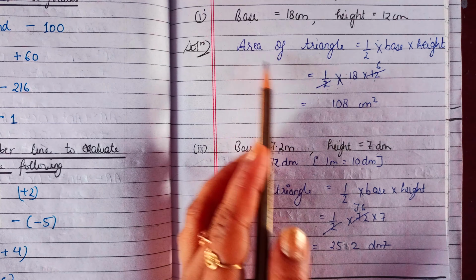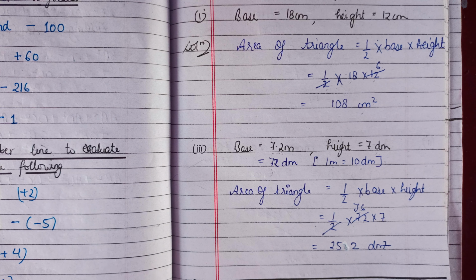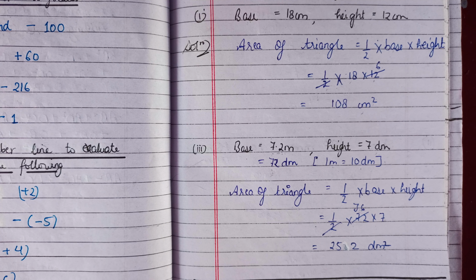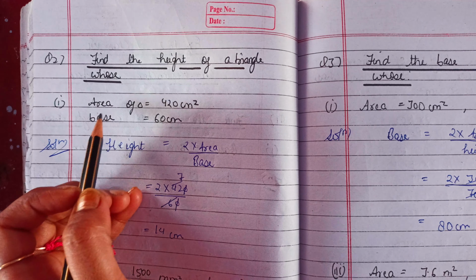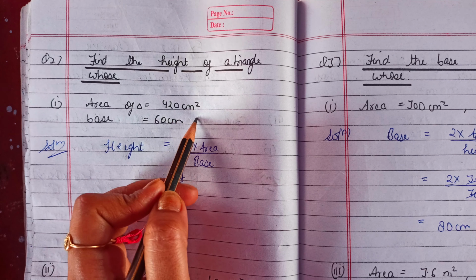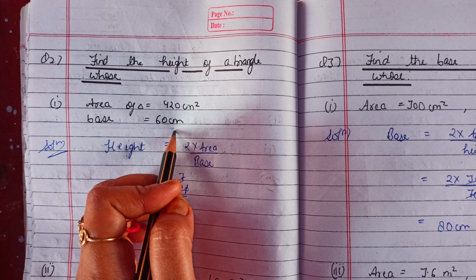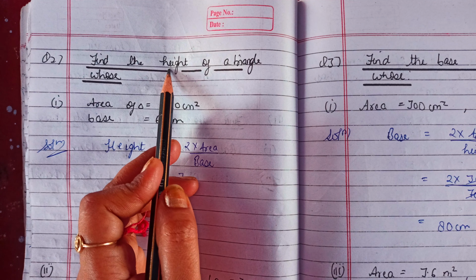In the earlier case the unit of area is centimeter whole square. Whatever the unit will be, it will become whole square. Now come to question number 2. Now in question number 2 you have to find out the height of a triangle whose area they have given 420 centimeter whole square and base they have given 60 centimeter. Now in this question area is given, base is given, you have to find out the height.